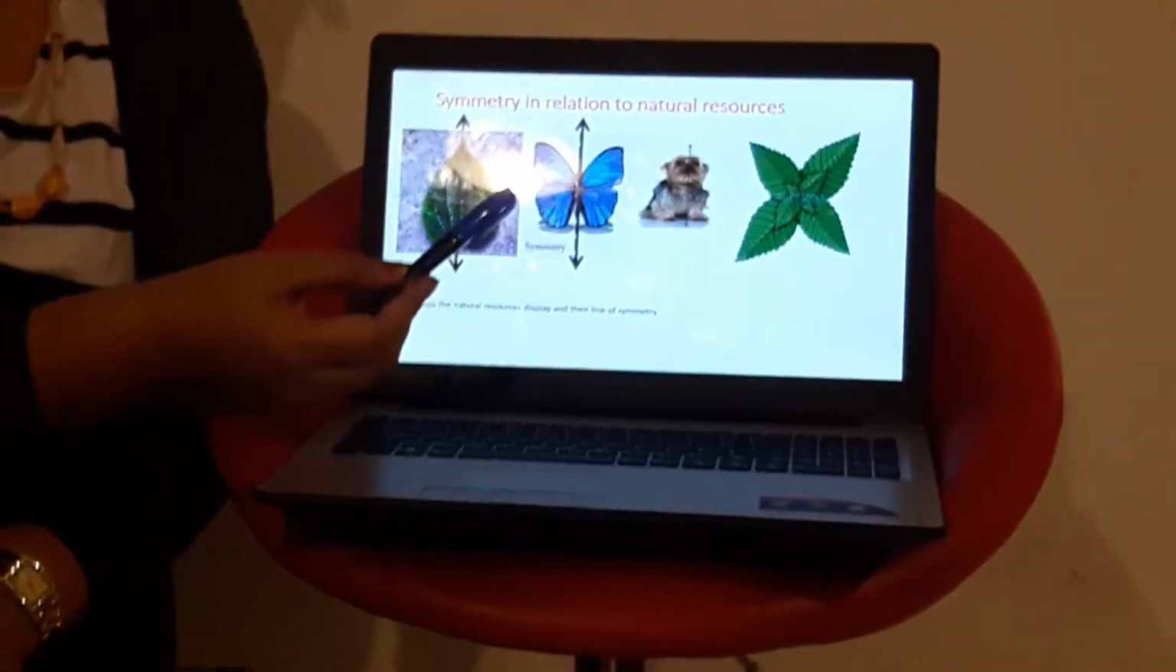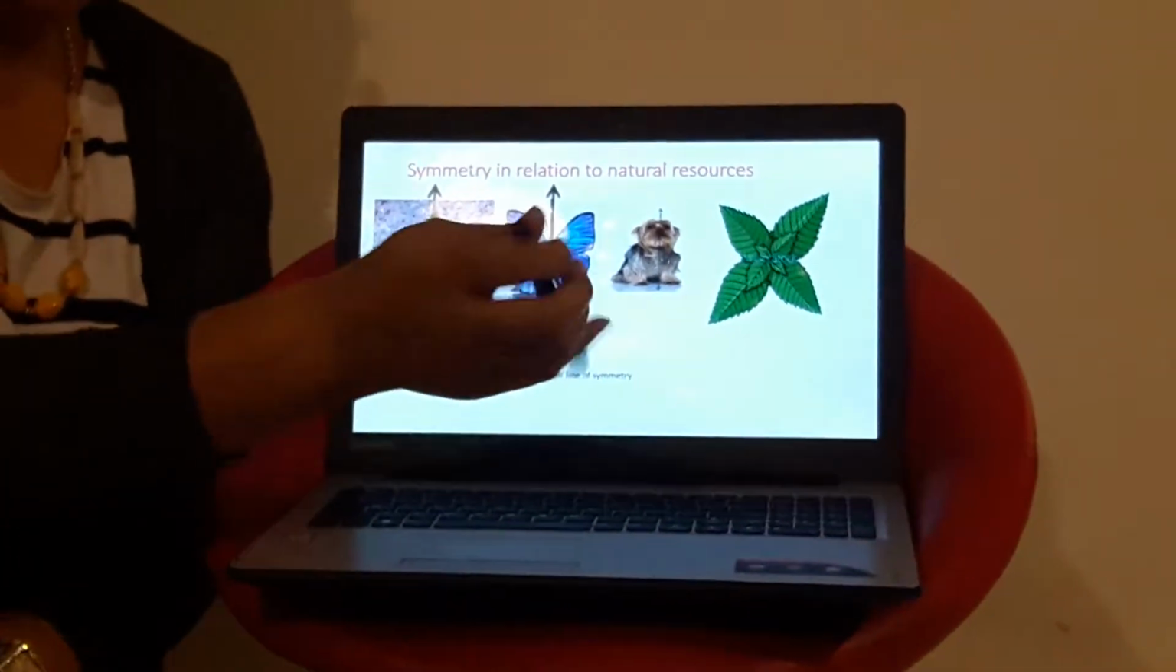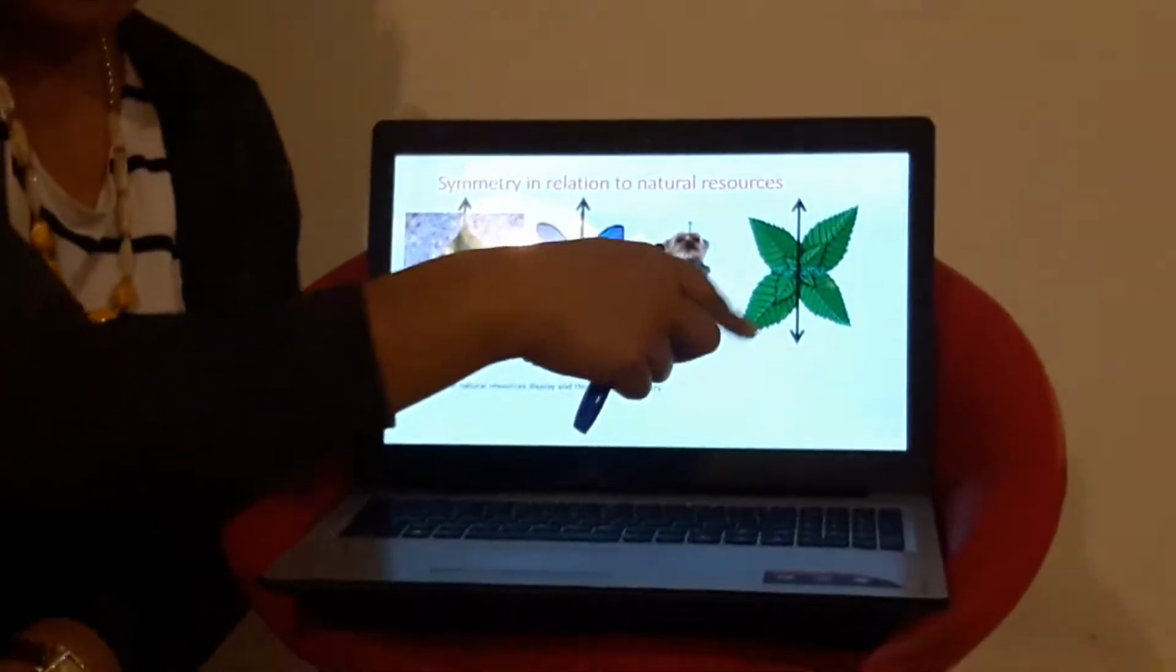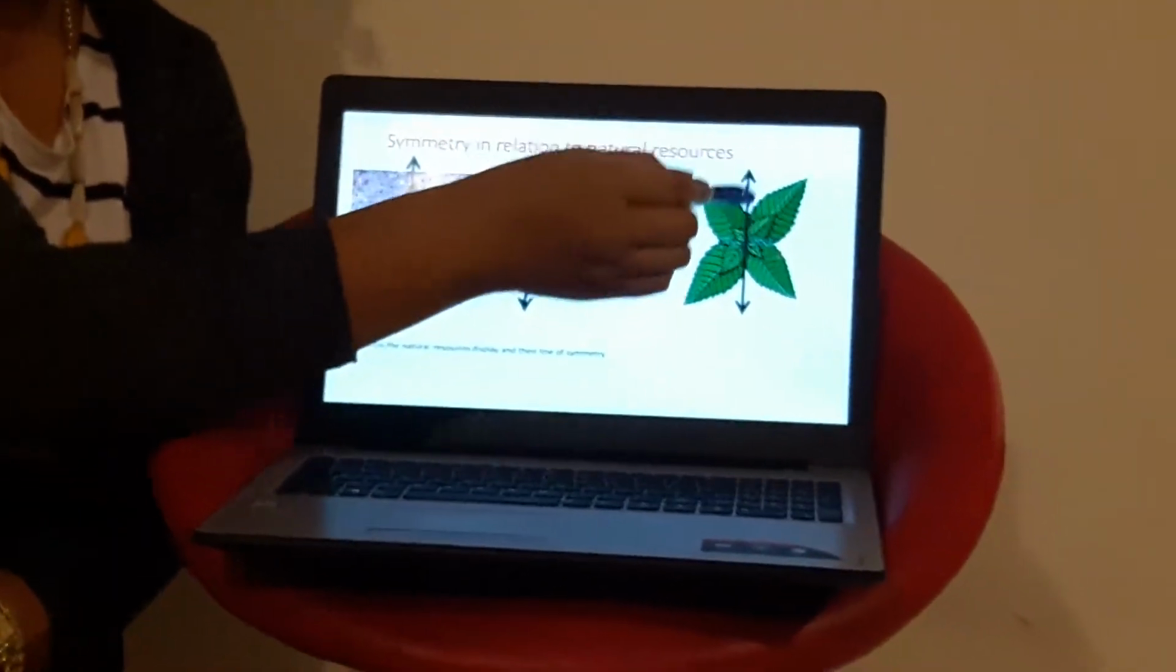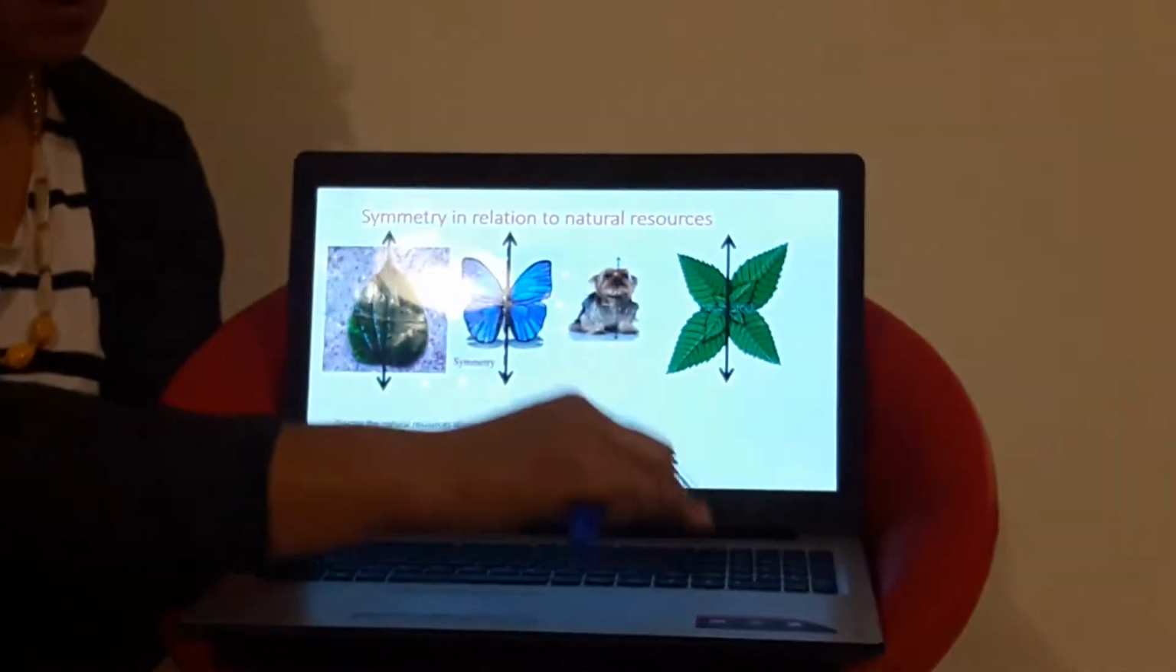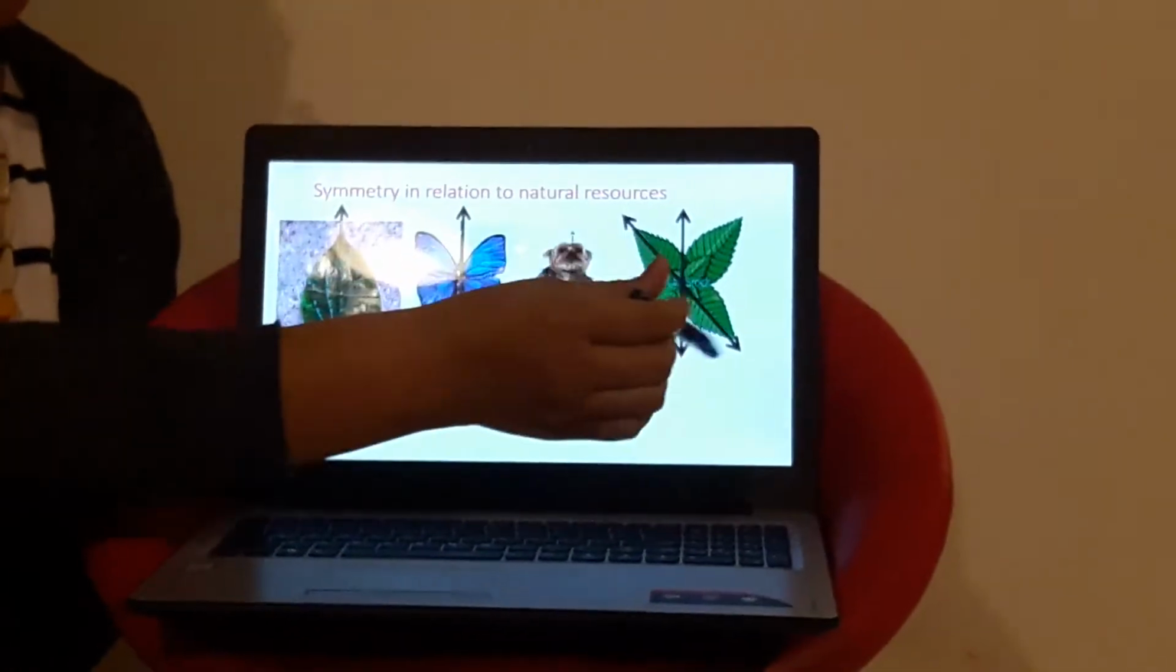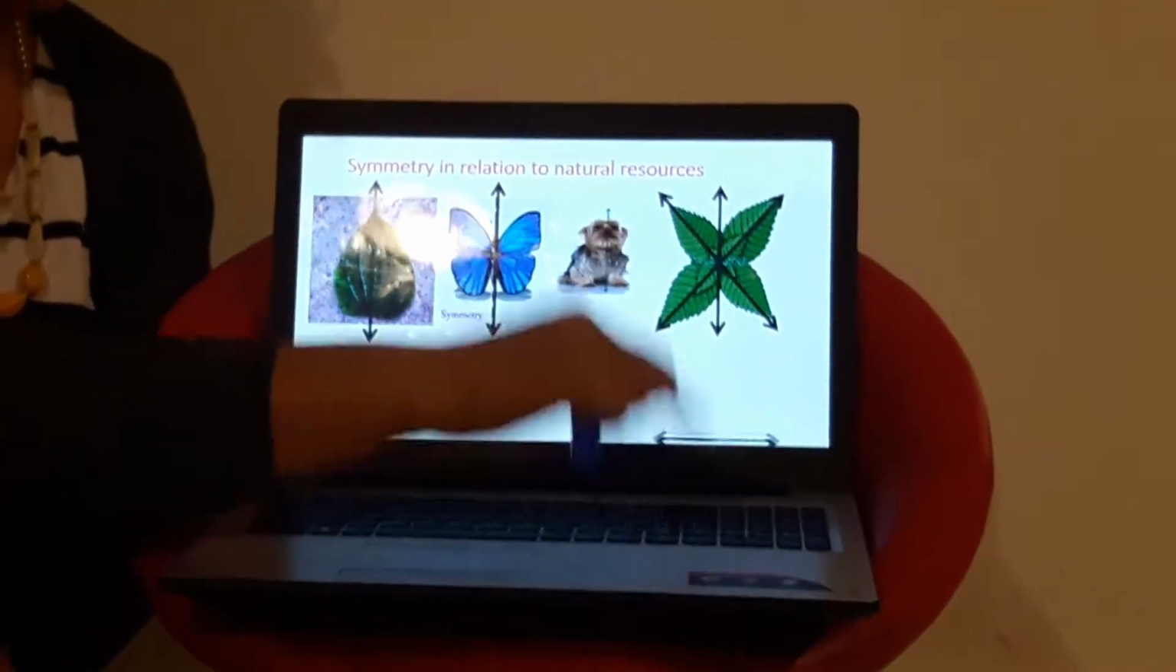For this one, this is an animal. It represents symmetry as well. For the other natural resource, you can divide it into two halves equally by vertical line of symmetry, or it can be drawn as a diagonal line of symmetry or horizontal line of symmetry.